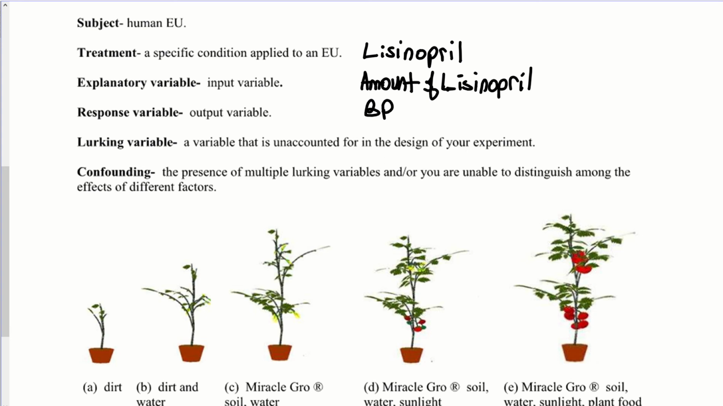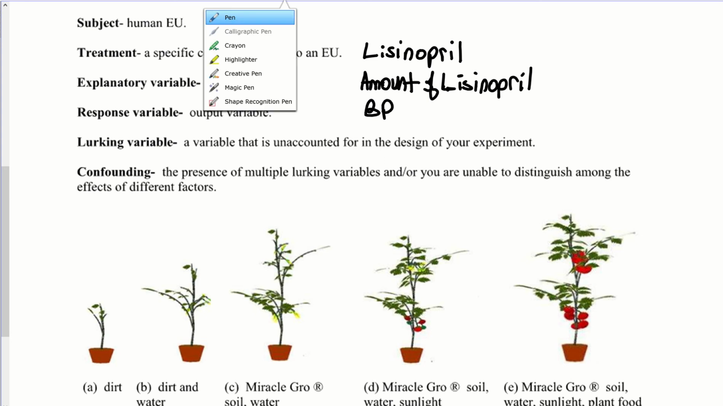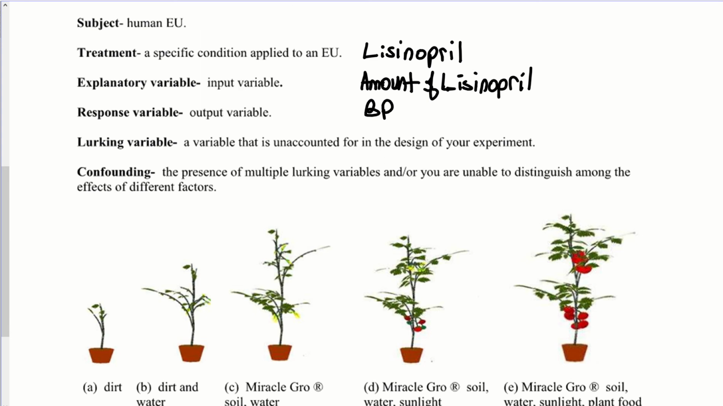And then the response would be the blood pressure. Lurking variable is the fun one, or lurking variables. They're fun to think about, but they're incredibly disastrous when it comes to the design of a study. I mean, you can see by definition a variable that's unaccounted for in the design of your experiment. All right, so I'm thinking blood pressure here. Well, anything that could impact blood pressure would be a lurking variable.